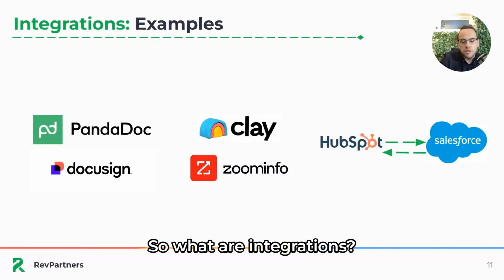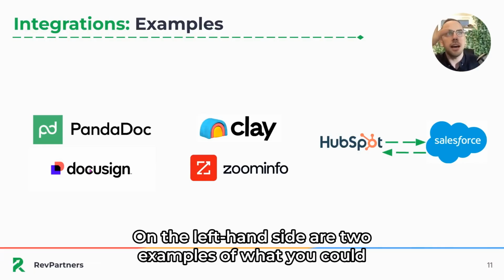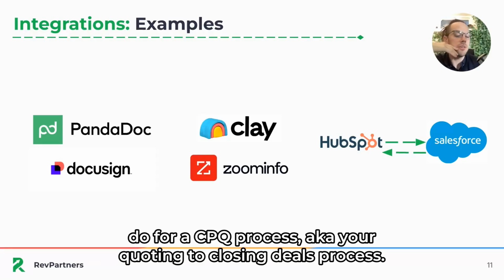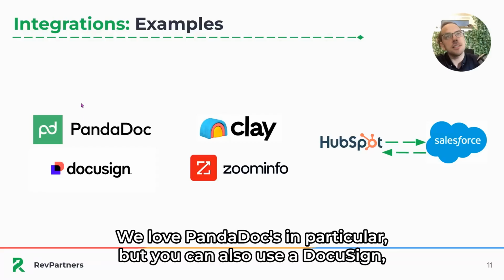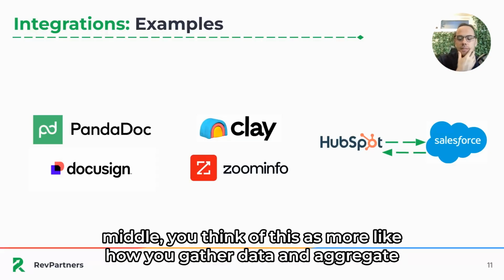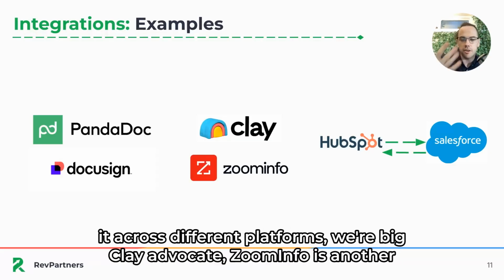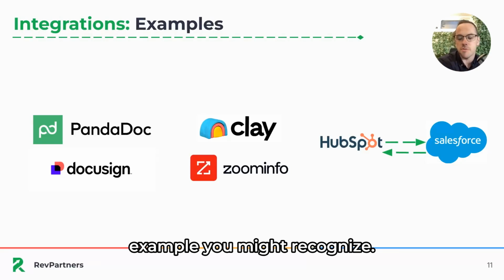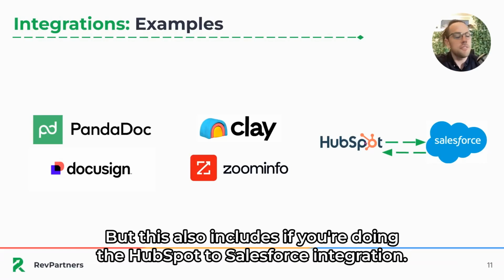So what are integrations? What are examples of this? On the left-hand side are two examples of what you could do for a CPQ process, aka your quoting to closing deals process. We love PandaDocs in particular, but you can also use DocuSign, Dropbox Sign, lots of different options in today's world. And then in the middle, you think of this as more like how you gather data and aggregate it across different platforms. We're a big Clay advocate. ZoomInfo is another example you might recognize, but this also includes if you're doing the HubSpot to Salesforce integration.